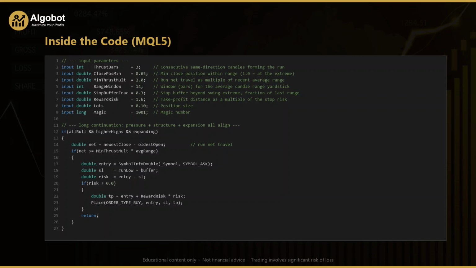The condition checks that all bull is true, that higher highs is true, and that expanding is true. The three pressure signatures stack together. Inside, the code calculates net, the run's net travel, as the newest close minus the oldest open, and confirms it is at least min-thrust multiple times the average range. If so, it reads the current ask price as the entry, sets the stop loss to the run's lowest low minus the buffer, and measures the risk as entry minus stop. Provided that risk is positive, the take profit is entry plus reward risk times the risk, and the order is placed. The short block is the mirror image. Everything is derived straight from the candles you see on screen.